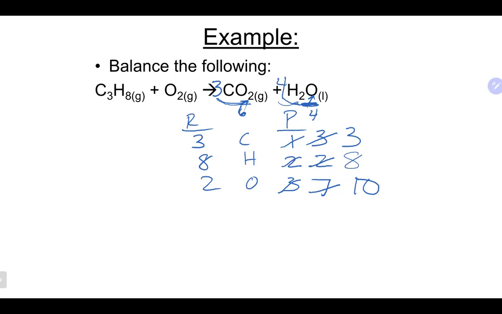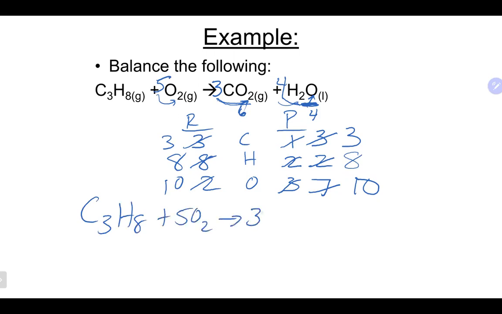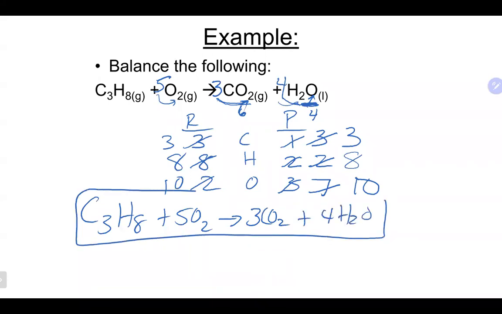I could fix the oxygens by now going to the left-hand side and putting a 5 in front of it, right? If I do that, that is 3 carbons, 8 hydrogens. 5 times 2 is 10 oxygens, giving us a balanced equation here of this. Any questions on any of those steps there?